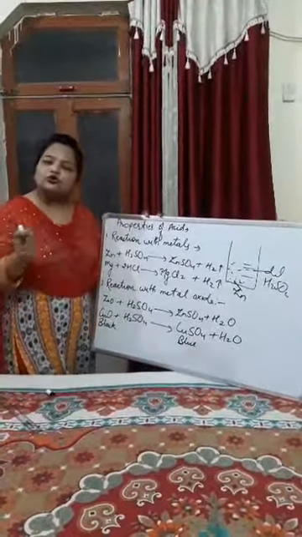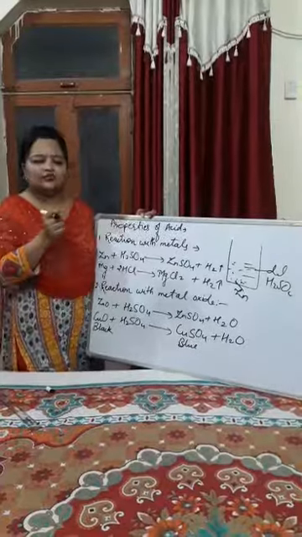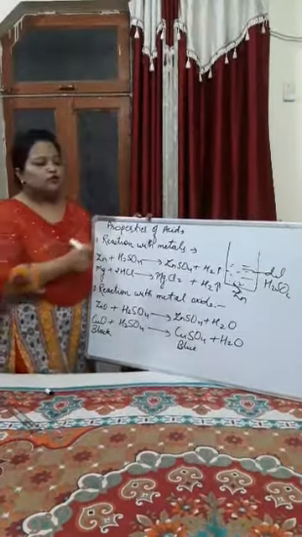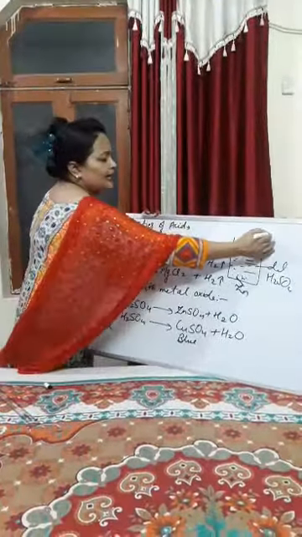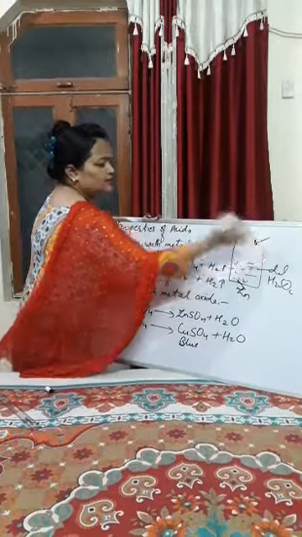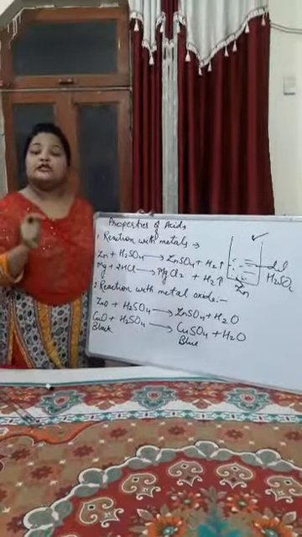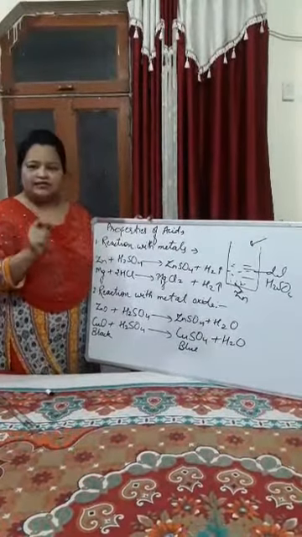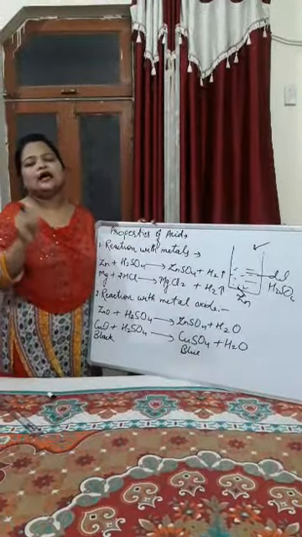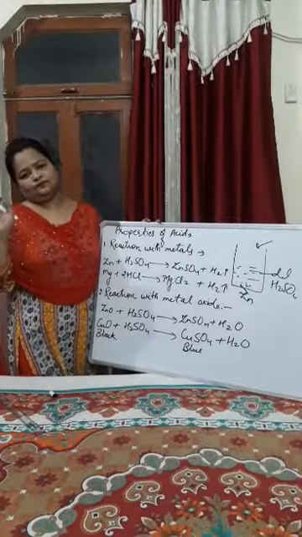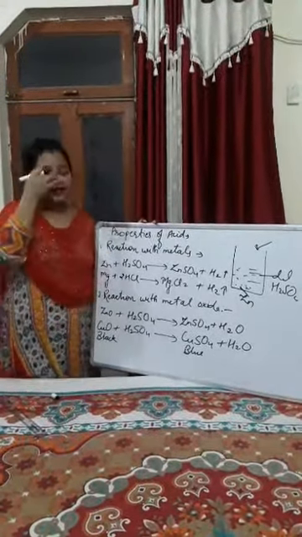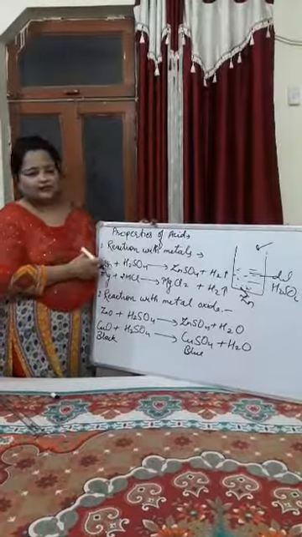ठीक है? How to check the presence of that gas, whether the gas is hydrogen or not? So what we'll do, we'll take a burning matchstick and bring it near the mouth of the test tube. If it produces a pop sound, that means the gas which is liberated is hydrogen gas. Okay? So I'll show you this activity further in the lab.